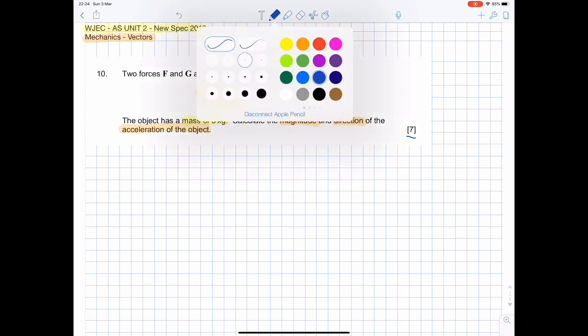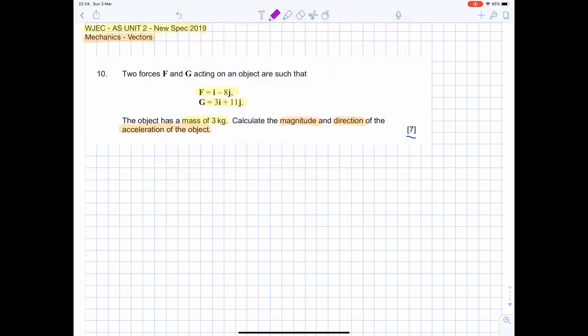Now, because we are talking about finding the acceleration and we have a value for the mass, we should be thinking about using Newton's second law of motion, which I'm now going to write down, which is F equals ma. From this, we are trying to work out the acceleration, which I'll put as a question mark because we don't know it yet.